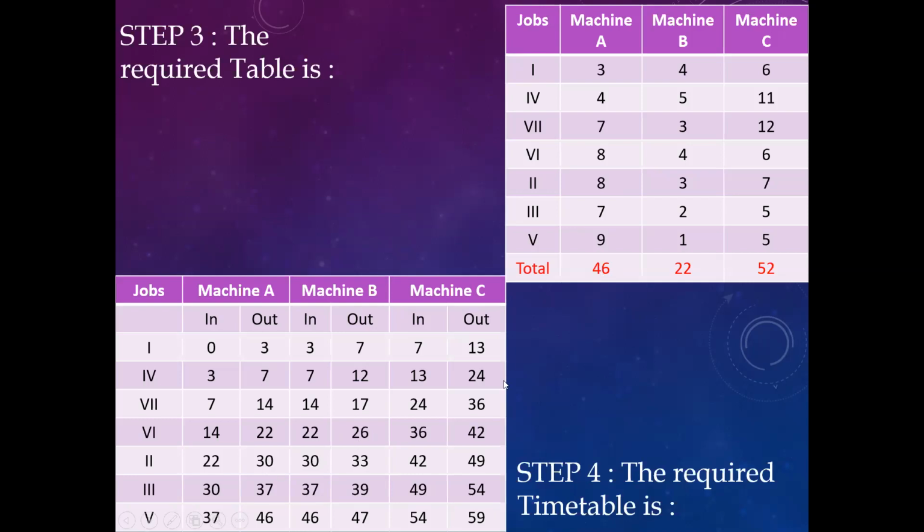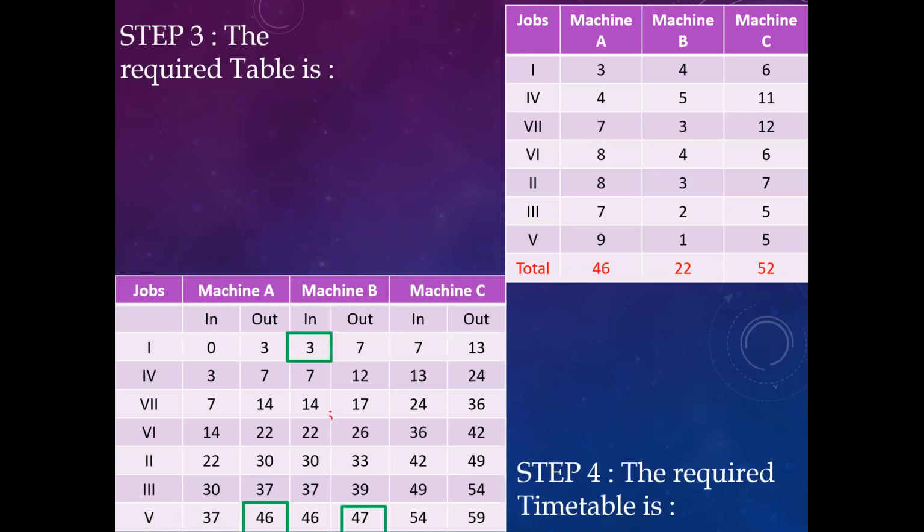In the same way, you will prepare for machine C. The out time of machine B becomes the in time for machine C. 7 plus 6 gives you 13. Is 13 greater or 12? 13. So 13 plus 11, 24. Is 24 greater or 17? 24. So in this way you will prepare. The final answer which you get is your total elapsed time. So in this case, our final answer is 59 hours.